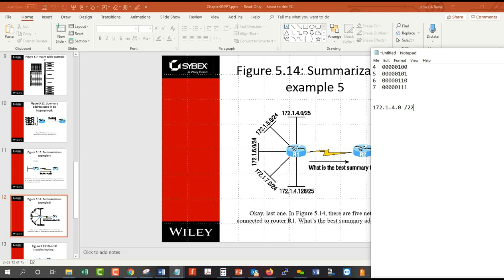Yes, to answer your question, Sharon, yes. Summarization, you're going to see a lot more summarization in a VLSM environment, okay? But you can still see it with fixed length, all right?